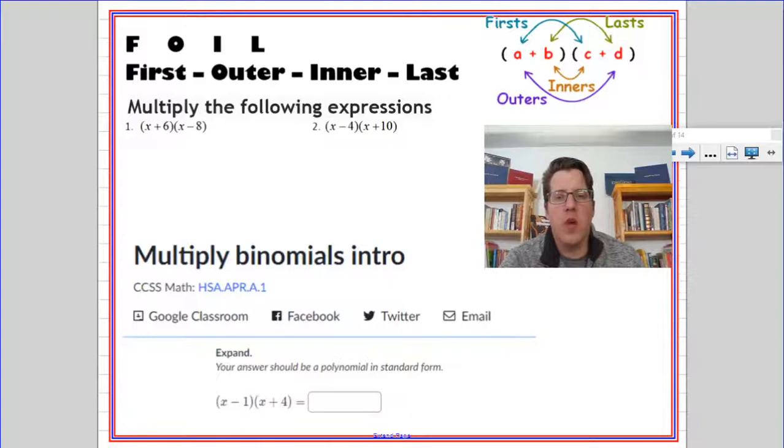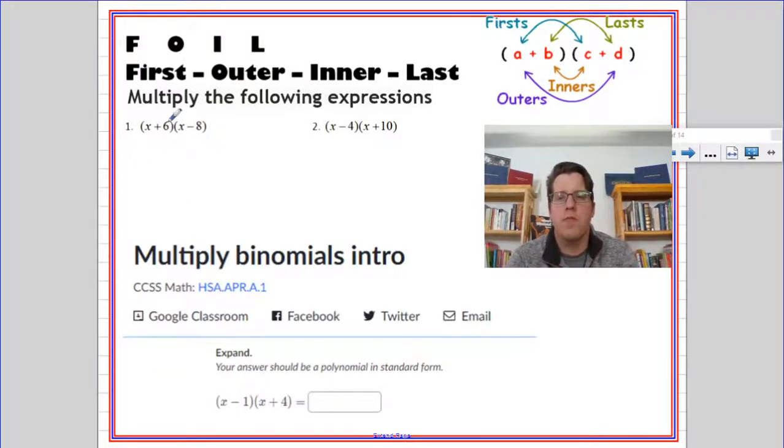All right, so we are going to be multiplying binomials. Remember, a binomial is when you are multiplying something that has two things. So this is called a binomial because there's two components there, the x and the 6. And this is a binomial because there's the x and the -8. Okay, so remember the pattern here is the FOIL pattern.